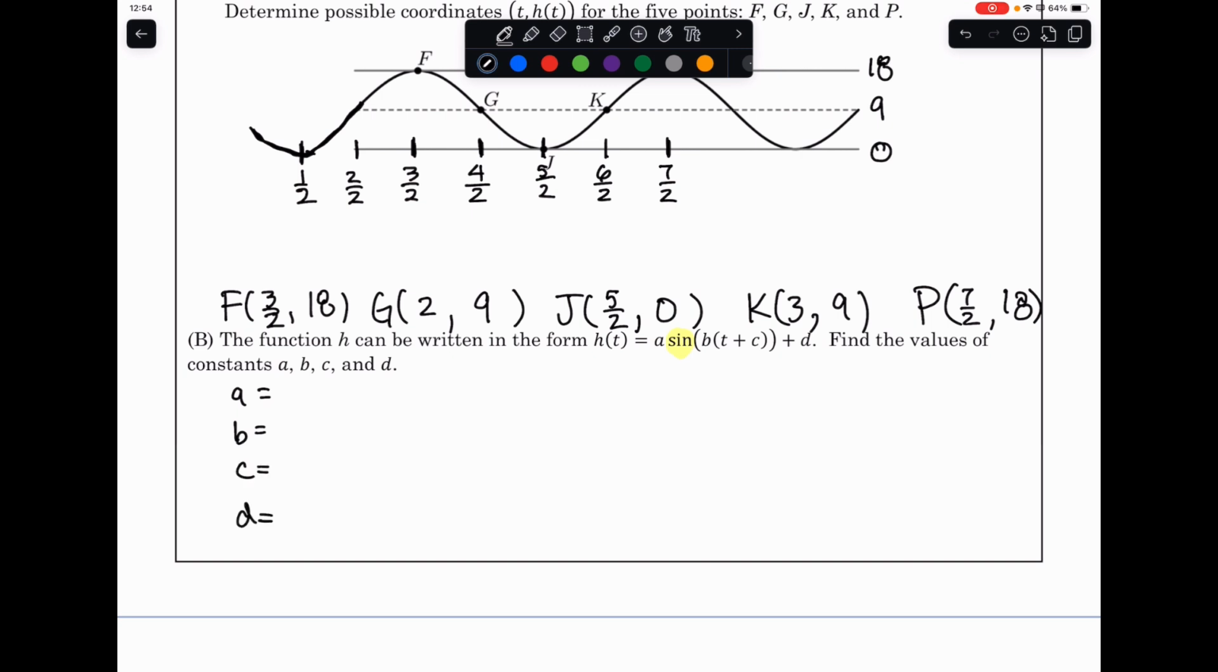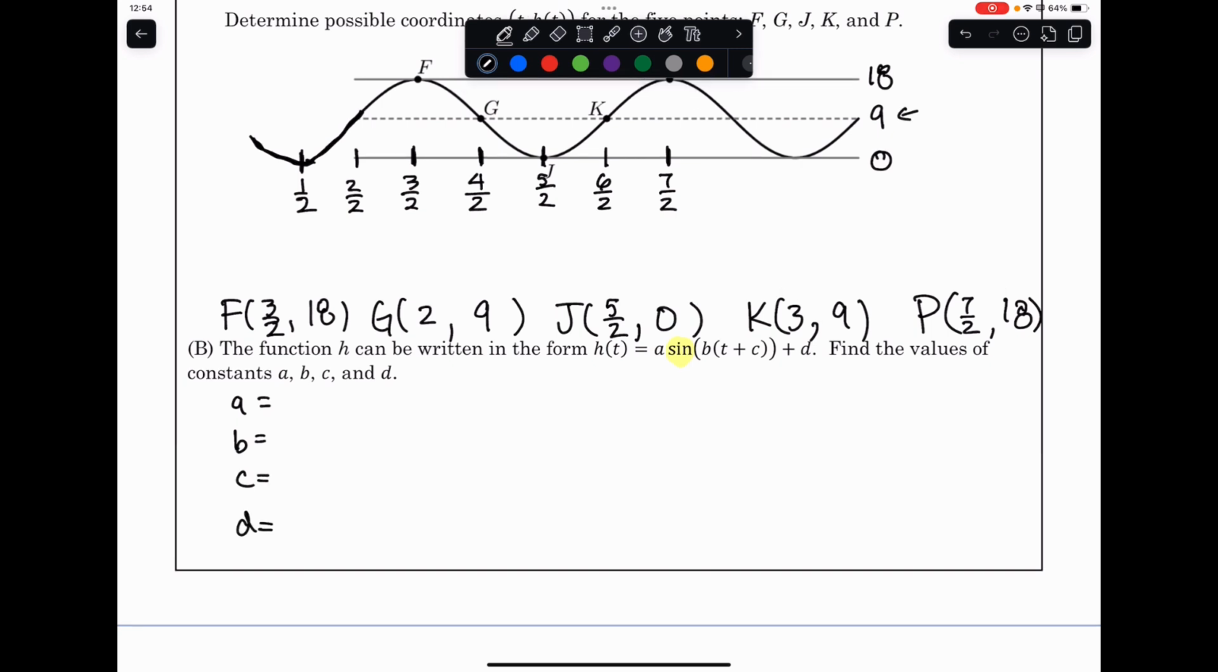Okay, so let's start off with D. D is the easy one, that's the midline. Well, our midline right here is the number 9. And from the midline, we can identify the amplitude because the distance from 9 to 18 is also 9 units. So our value of A is 9.